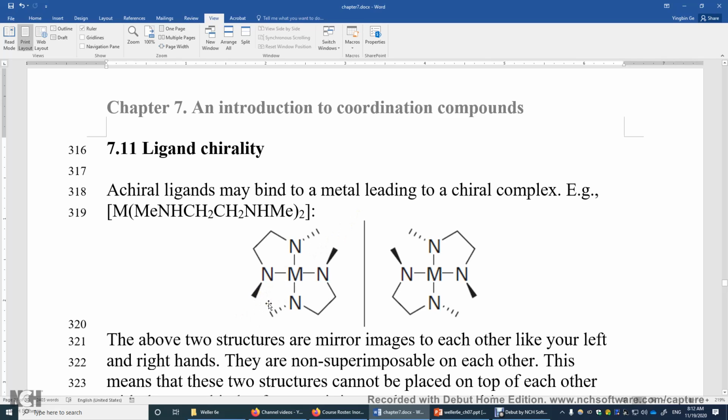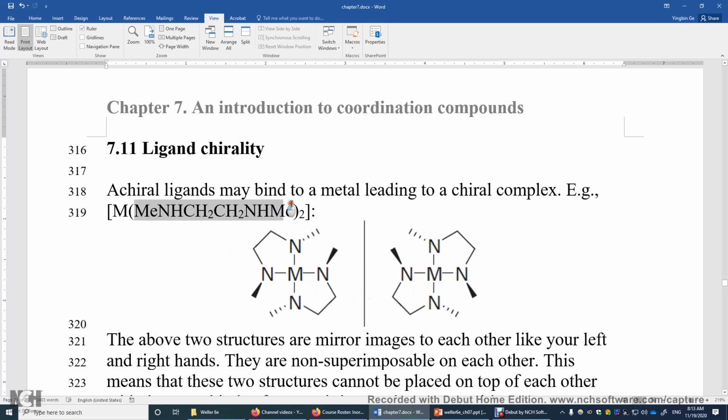And also, there's no center of symmetry. There's no inversion center. So if you do an inversion with respect to this transition metal, this wedge should become hash here, but both are wedges, so there's no inversion center. There's no S2 improper symmetry element in this structure. And of course, there's no S3, there's no S4, there's no S5. Therefore, we say this structure is a chiral structure. It has a mirror image that cannot be superimposed on itself.